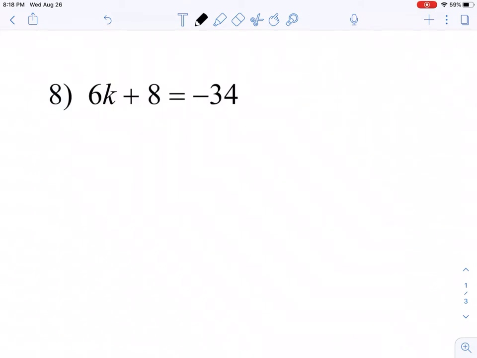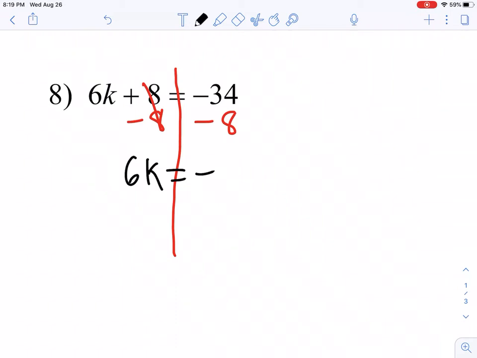Number 8 is also a two-step equation. We need to get k by itself, and we are going to do that in 2 steps. There are 2 numbers we need to move, the 8 and the 6. If you notice, the 6 is attached to the k, so we are not going to move that one first. We are going to move the 8 first because it is adding or subtracting. In this case, it's adding, so we will do the inverse or the opposite operation and subtract 8 to both sides. That will give us 6k is equal to, signs are the same, we will add them and keep the sign. So a -34 plus 8 should give us a -42.